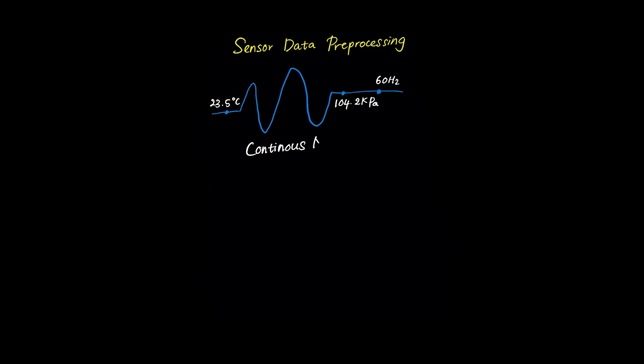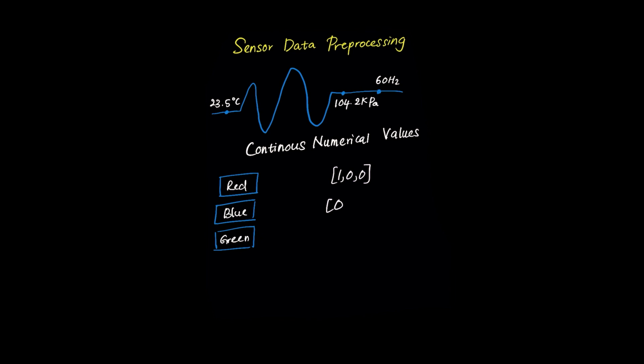Let's understand why one-hot encoding is the wrong tool for sensor data pre-processing. Sensor data from manufacturing equipment produces continuous numerical values like temperature readings, pressure measurements, and vibration frequencies. One-hot encoding is designed for categorical data, where you need to represent distinct categories like colors or product types as binary vectors. Applying one-hot encoding to continuous sensor values would destroy their numerical relationships and create massive, sparse matrices.